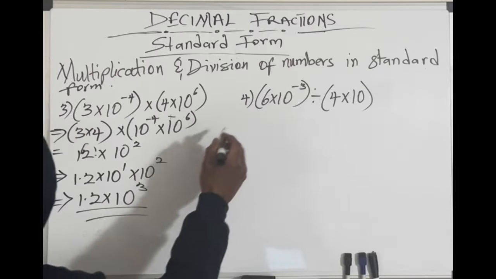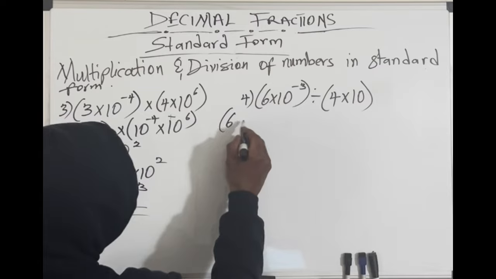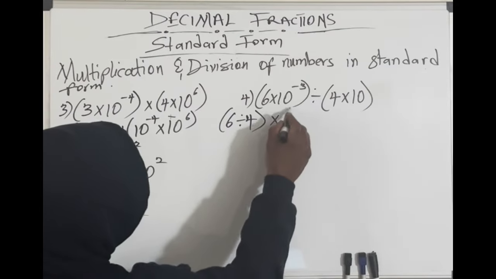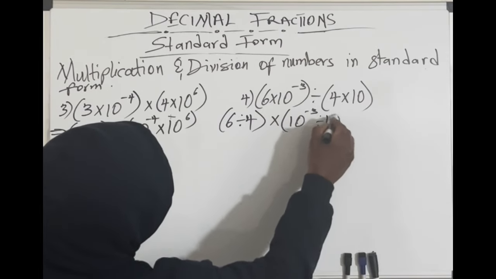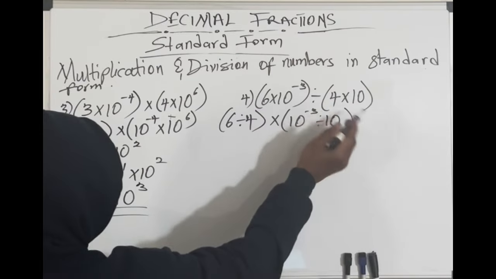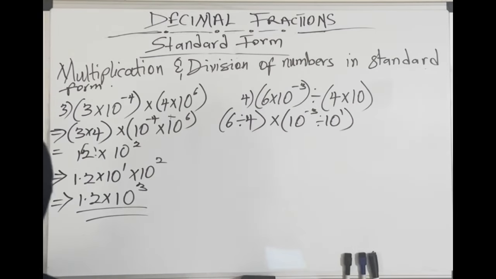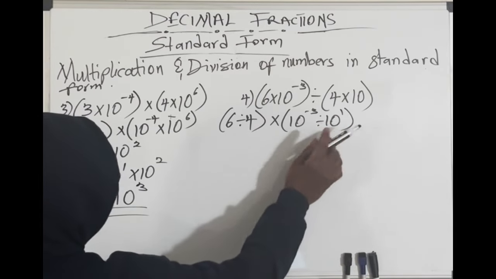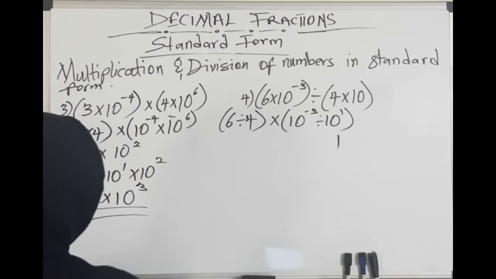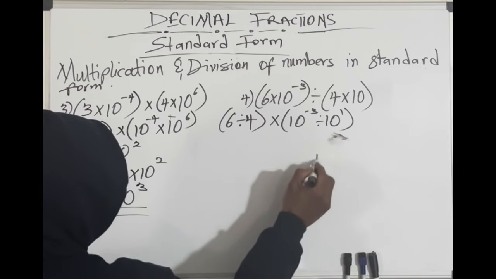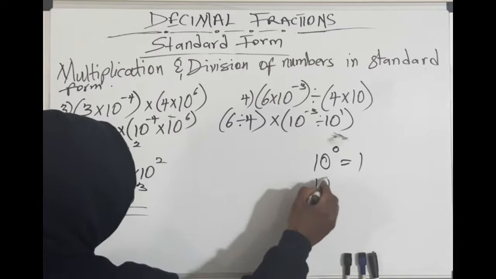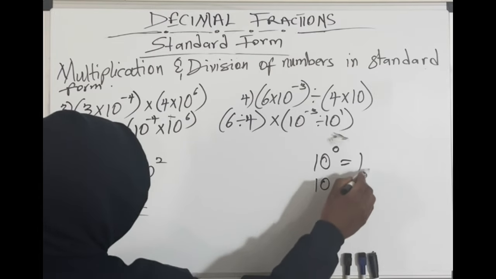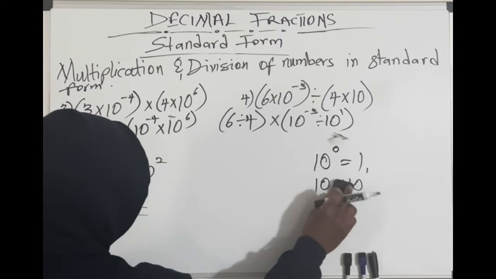So the same process, 6 divided by 4 times 10 raised to the power negative 3 divided by 10. Because there is nothing, you can just put 1, okay? But if it was to be 0, then this 10 whole thing will turn into 1. I mean, if it was 10 raised to the power 0, it would have been 1, okay? But 10, nothing, can also be written as 10 raised to the power 1, okay?